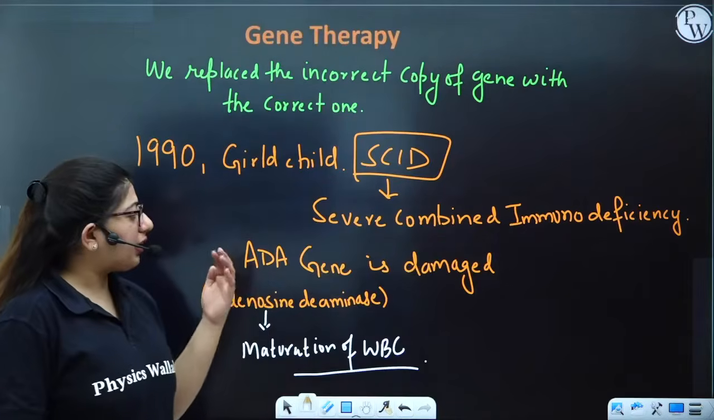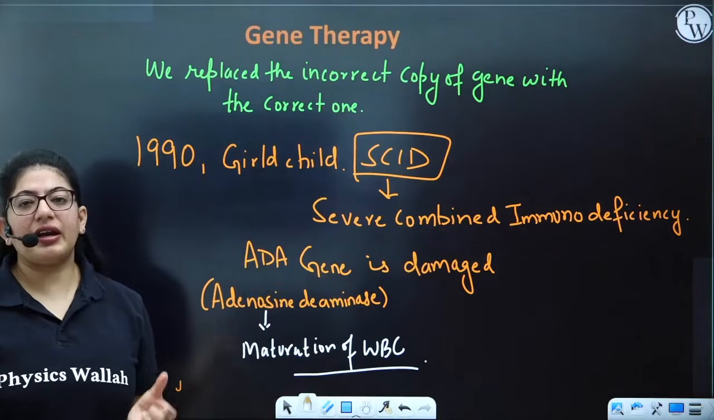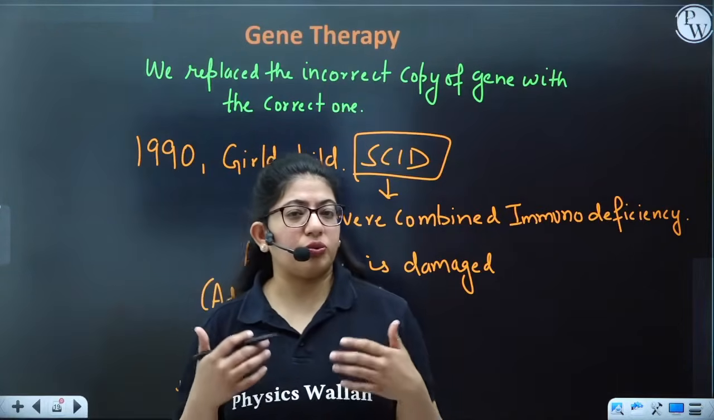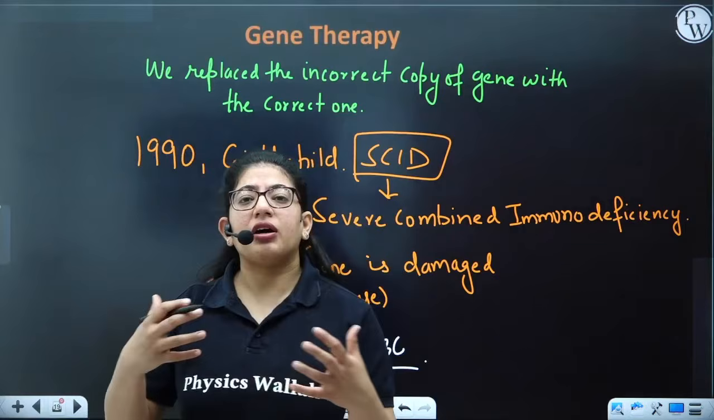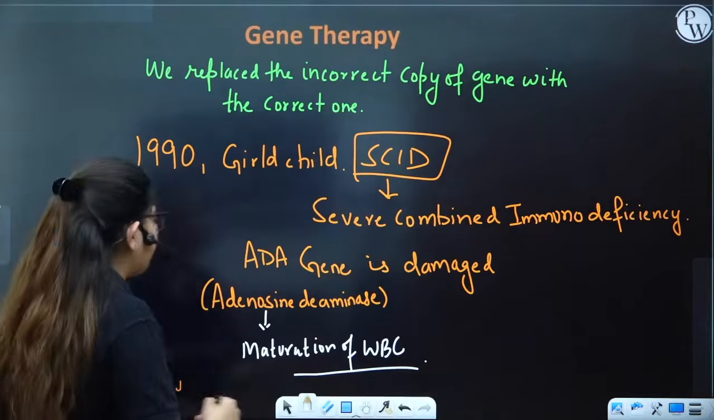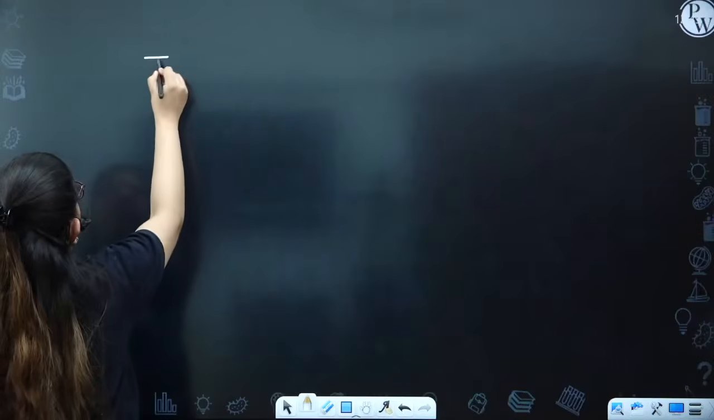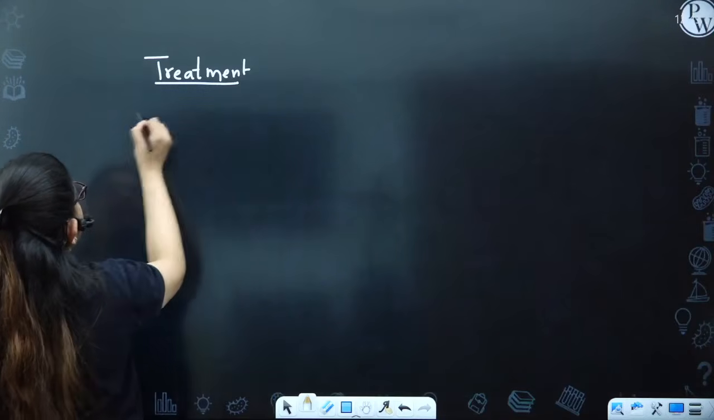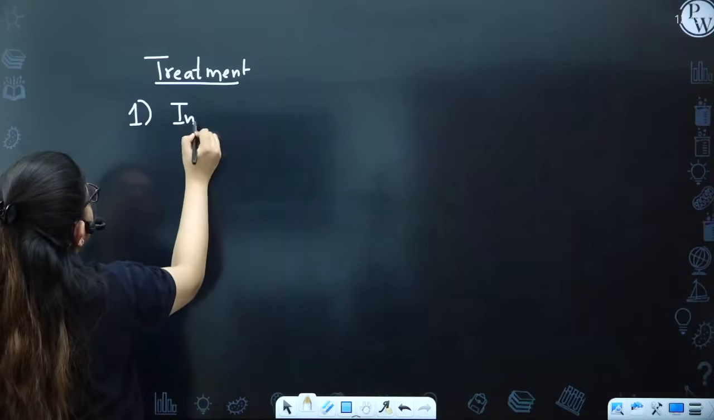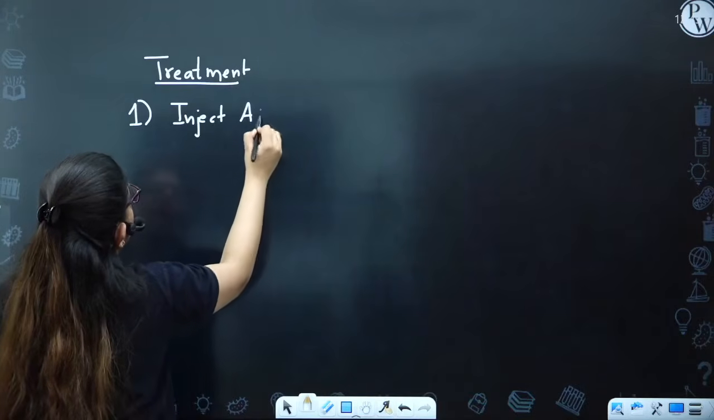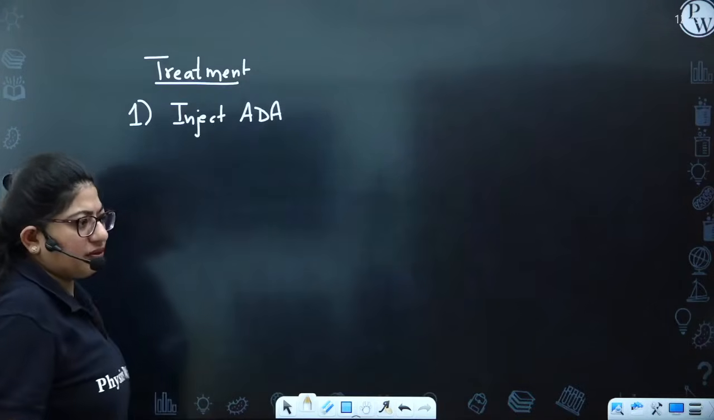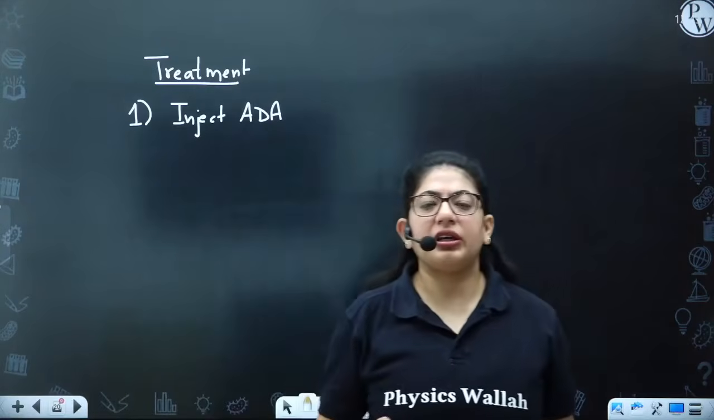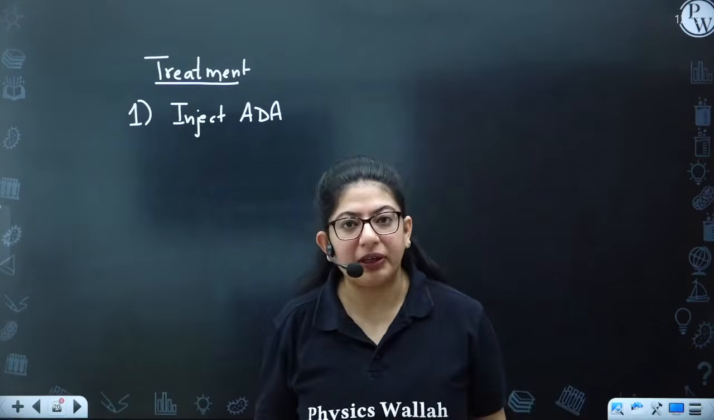So we were thinking, if a gene copy is incorrect, let's perform gene therapy. But before gene therapy, what were the possible ways of treatment? How can we treat SCID? The treatment available was, first of all, you can inject ADA. ADA is that enzyme. But how long can you inject? Ultimately, the person is dependent upon it. The moment the person doesn't get it, the problem will appear again.